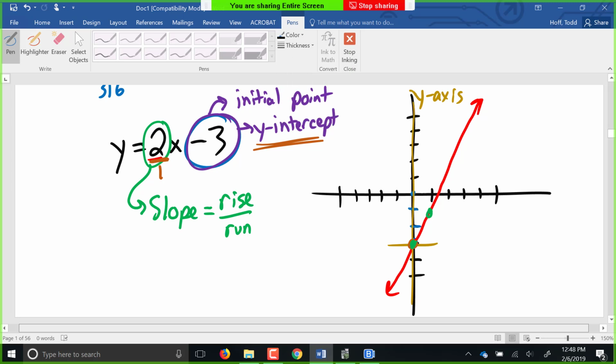Well, let's talk a little bit more about those intercepts.